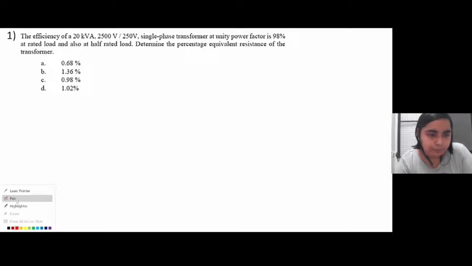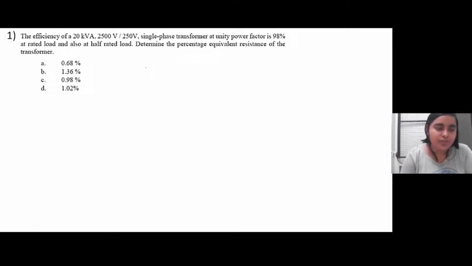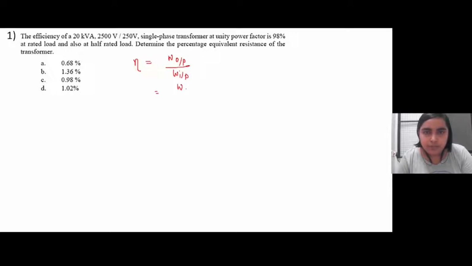So, how are we going to solve this problem? In case of a transformer, like in case of any machine or any instrument, the efficiency is given by the power output by the power input. In case of a transformer, it is the output power by the output power plus losses, because as we have seen, the losses consist of the copper loss and the iron loss, that is the core losses.